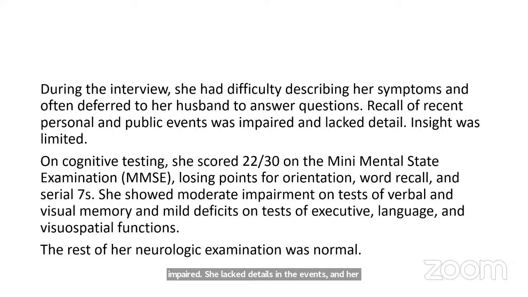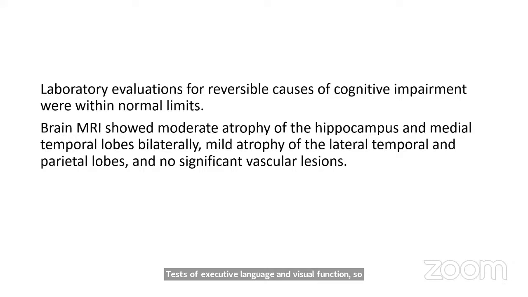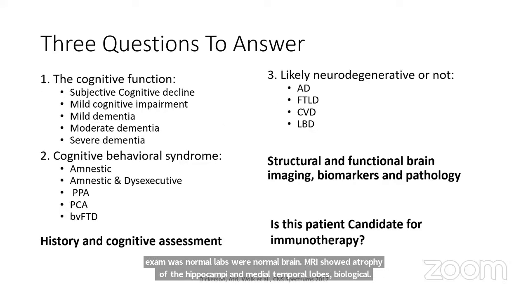On cognitive assessment, she scored 22 out of 30 on MMSE. She lost points for orientation, recall, and serial sevens. She showed moderate impairment on tests of verbal and visual memory, mild deficits on tests of executive, language, and visuospatial function. So mostly orientation and memory with some attention. The rest of her neurological exam was normal, labs were normal. Brain MRI showed atrophy of the hippocampi and medial temporal lobes bilaterally, mild atrophy of the lateral temporal and parietal lobes, and no significant vascular lesions.